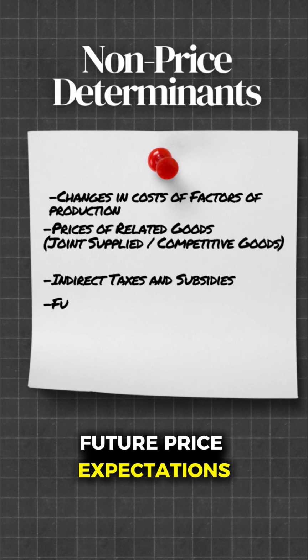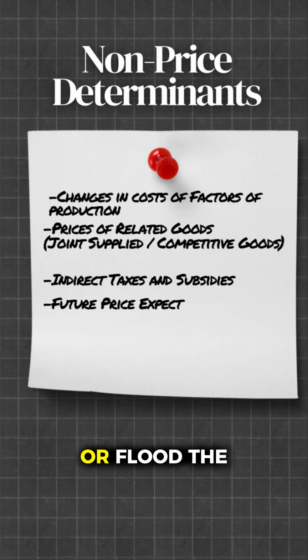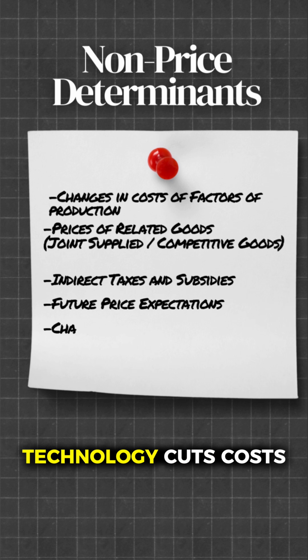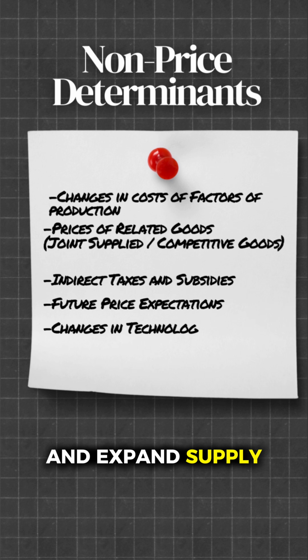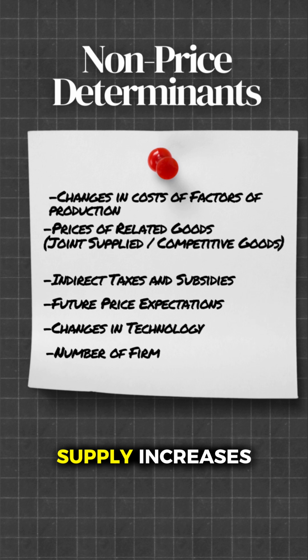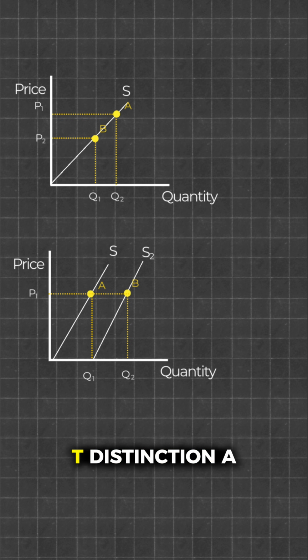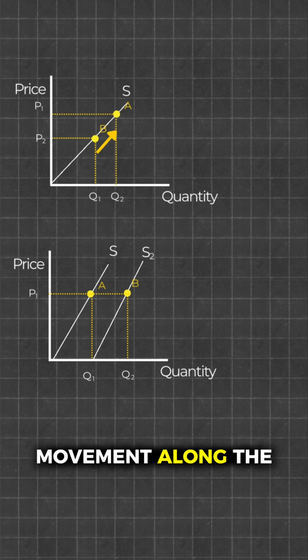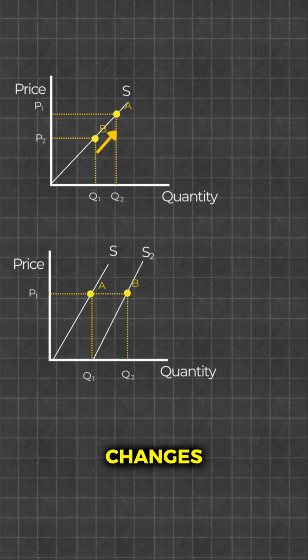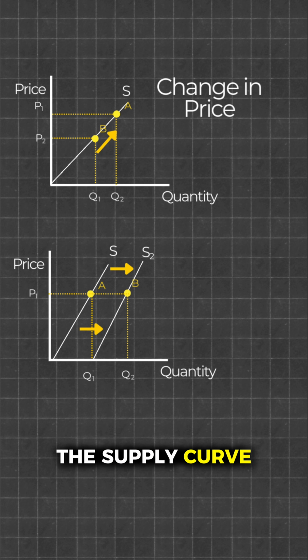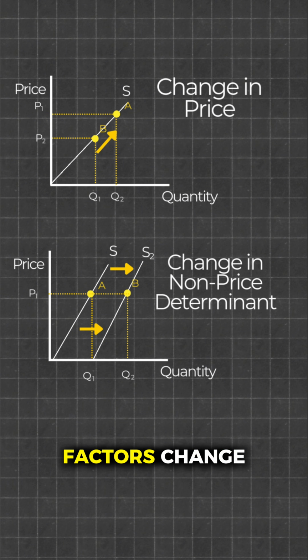Future price expectations can make firms hold back stock or flood the market. Technology cuts costs and expands supply. And if more firms enter the market, supply increases naturally. Distinction: a movement along the supply curve happens when price changes. A shift of the supply curve happens when any of these other factors change.